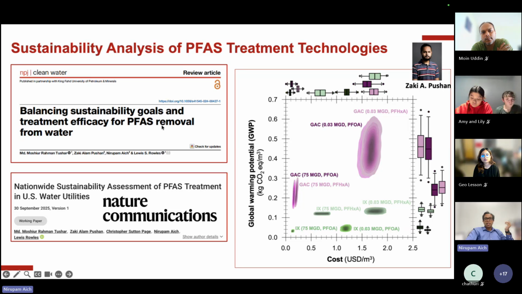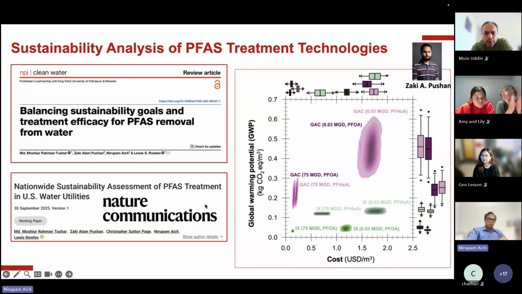We were reviewing other papers. Last year, we came out with this paper in NPG Clean Water, and yesterday, actually, our first assessment of how you select based on water utility size, population size, PFAS profiles, like what type of PFAS there is in your water, how do you decide on what type of treatment technology to choose? This paper got accepted yesterday in Nature Communications.